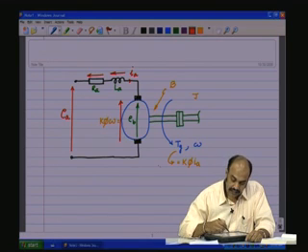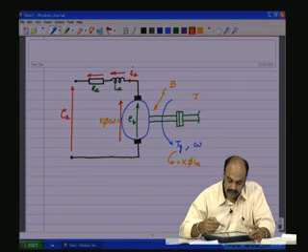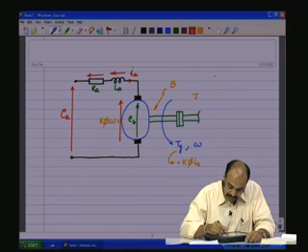Likewise, on the mechanical side also, one can apply the equivalent of Kirchhoff's voltage law, the potential variable being torque.